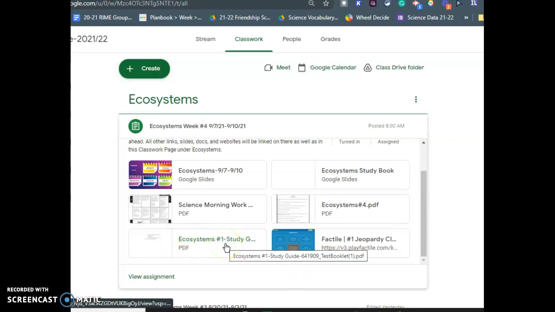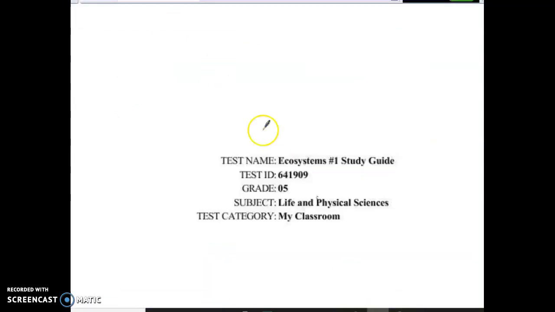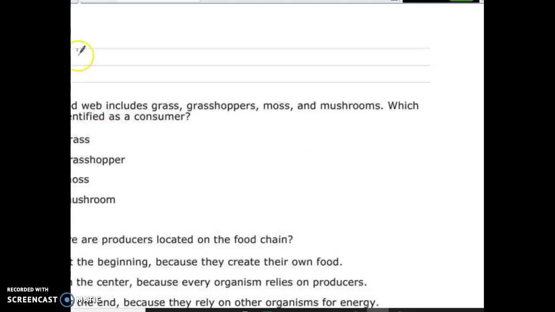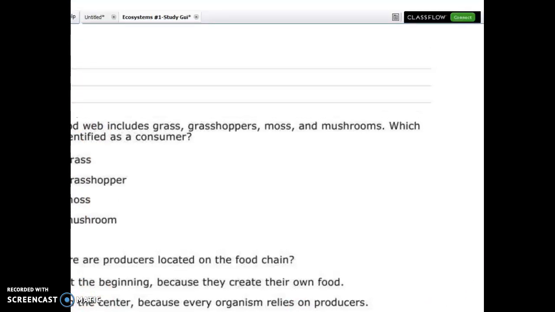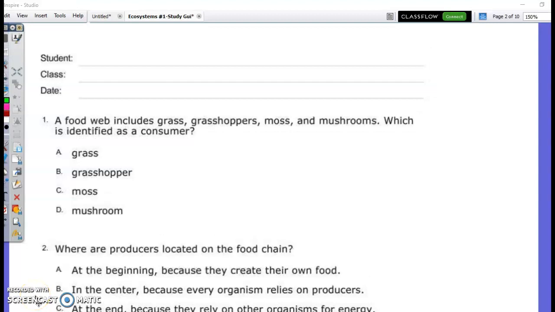Ecosystem Study Guide is what I want you to click on. Normally, I would give you a hard copy of this, but since you don't get to take a hard copy in your hands, we're not going to have a hard copy in our hands today. So everybody should click on this right here. It will upload and should look something similar to this, right? Pretty close to this, yes? All right, is it 641909? Yeah. All right. Let me pause that. Oh my goodness, that's not good. I didn't have the whole screen there. So you should have something that looks similar to this, yes?